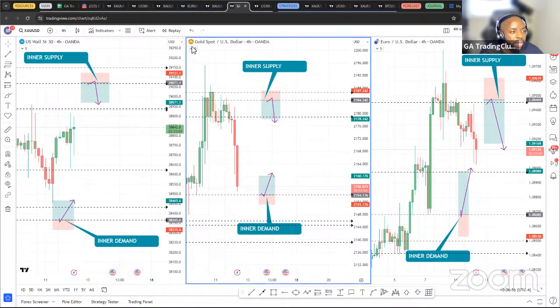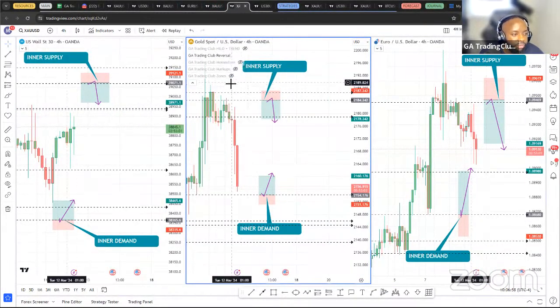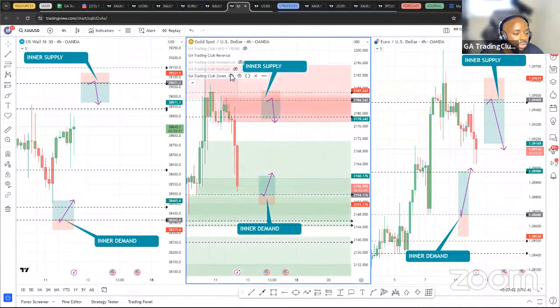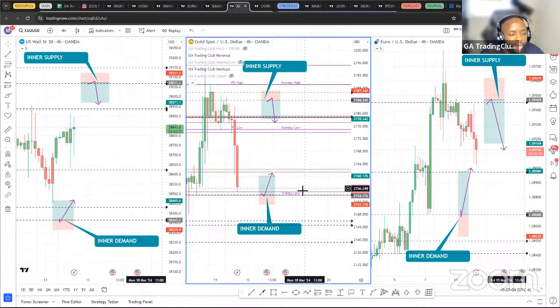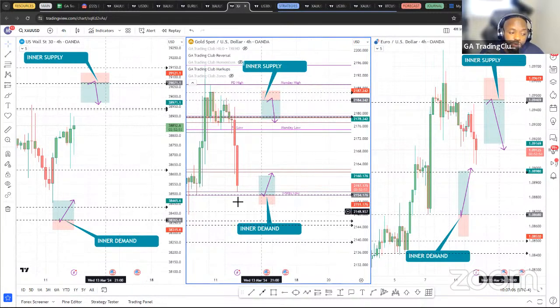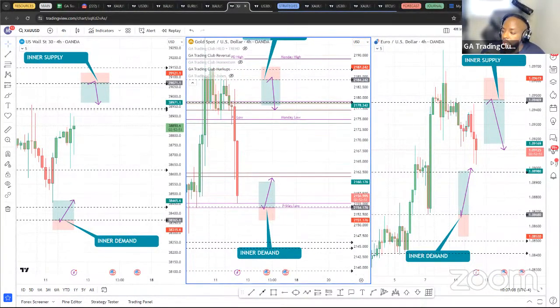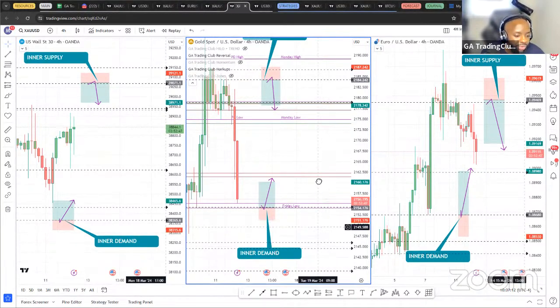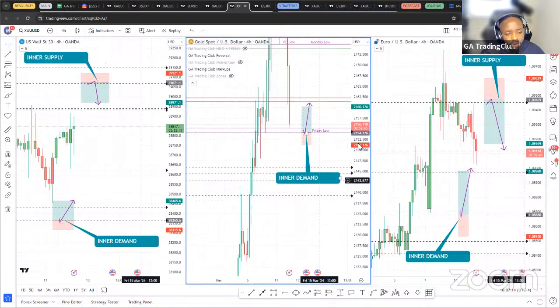So let's see if we turn on our markups here. Let's see what zones. So the zones are still valid. The markups, this is Friday low. So I'm liking the 4 hour entry on gold. I might actually take the 4 hour entry on gold. We have the Friday low. Below that, we don't have any other zone.